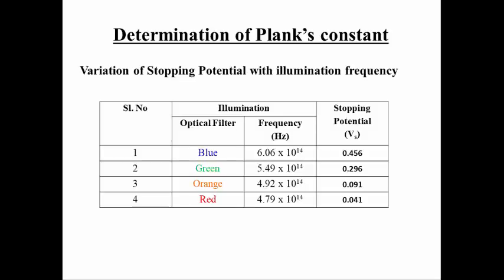In this table, we can see the stopping potentials for different illumination. For blue, it is around 0.456. Green, it is 0.296. For orange illumination, it is around 0.091 volt, and for red, it is 0.041 volts. Here we are not mentioning the negative symbol again. Anyway, it is a stopping potential, and it is understood that it is negative only.